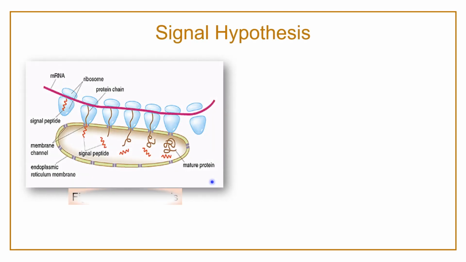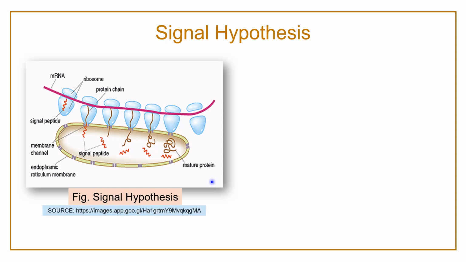Before going into the details of how protein is imported into the endoplasmic reticulum, let us first learn what the signal hypothesis is, which was first proposed by Blobel and Sabatini in 1971. This hypothesis included the work of over 2 decades by Blobel and his co-workers.